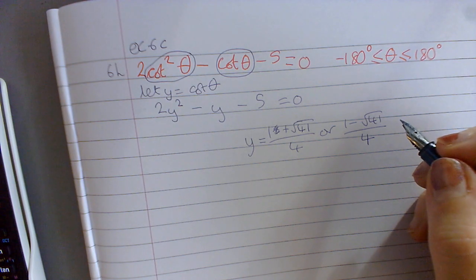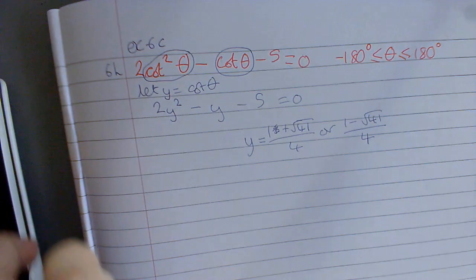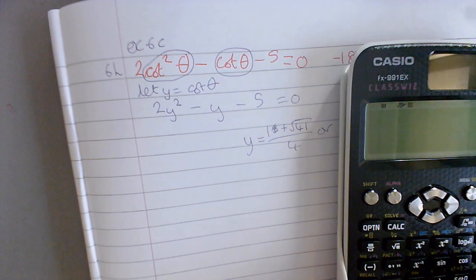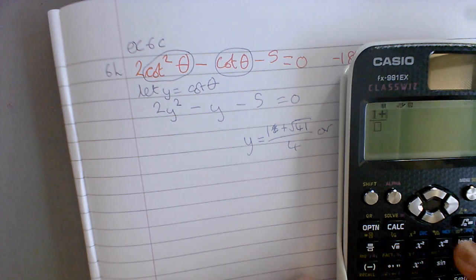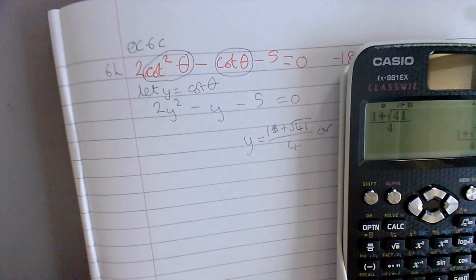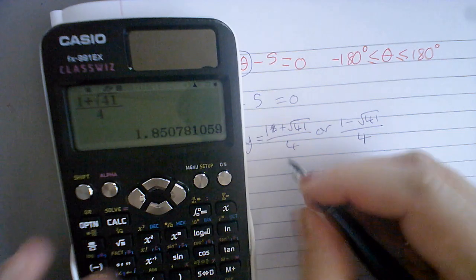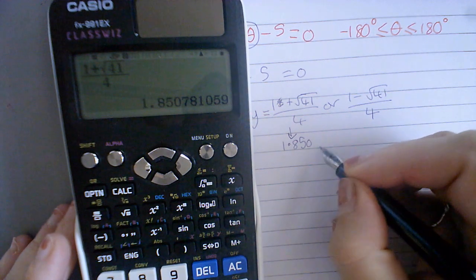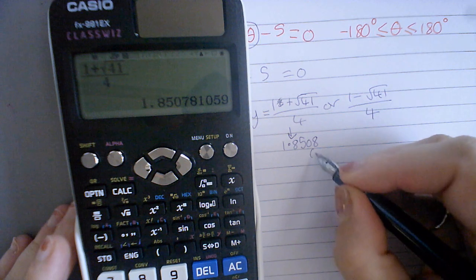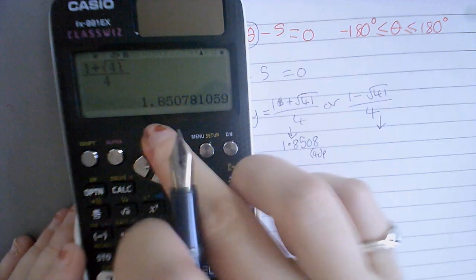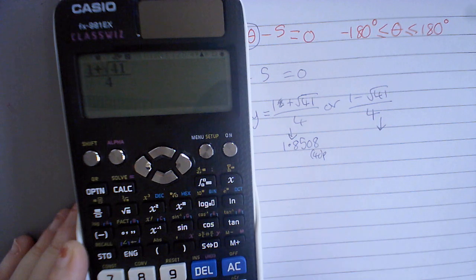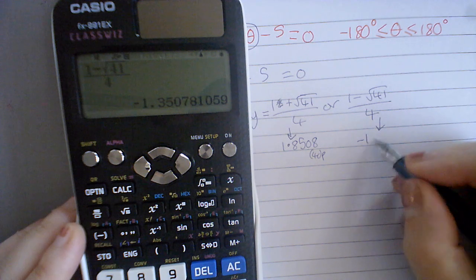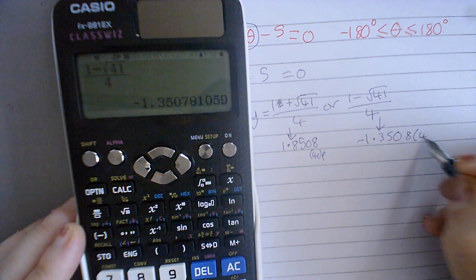Then I'm just going to get my other solutions. I'm going to head back into my calculator and go back to calculate, because what I need to do now is figure out if any of these are actually viable. So I've got 1 plus root 41 over 4. When I do S-D, this is 1.8508 to 4 decimal places, and this is minus 1.3508 to 4 decimal places.